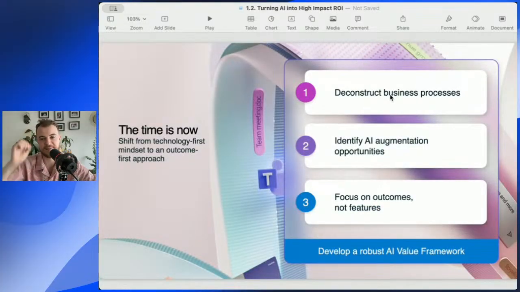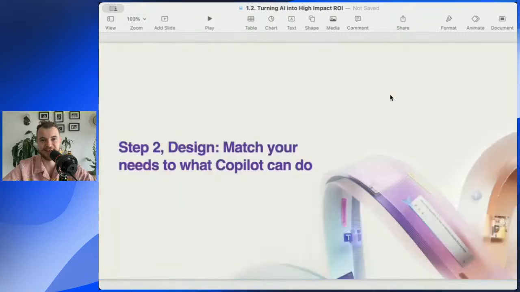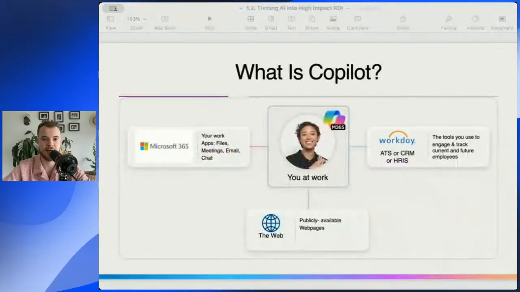Deconstruct the processes for individual team members, figure out what they do, how they spend their time, and then ask yourself, what are some of your problems that you want to solve? What's time consuming, difficult, costly that your team are doing? And then what outcomes do you want to achieve? So where do you want your cost per hire to be? Or where do you want your time to fill positions to be? And then you can move on to step 2, which is matching your needs to what Copilot can actually do.